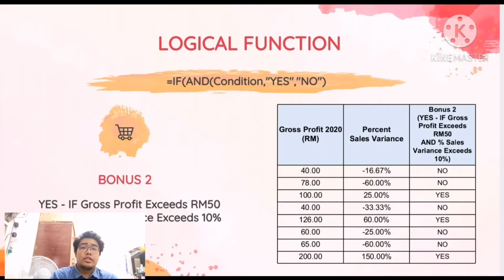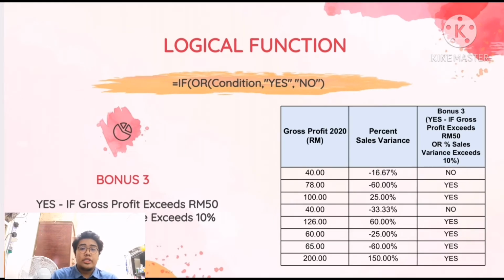Next logical function is for bonus 2. If gross profit exceeds 50 ringgit and percent sales variance exceeds 10%, the formula is equal IF AND condition, yes or no. From the table below, we can see that some of the gross profit in year 2020 exceeds 50 ringgit and passes 10%, the bonus will show as yes, and it will be vice versa.